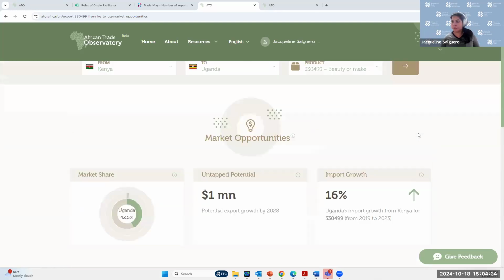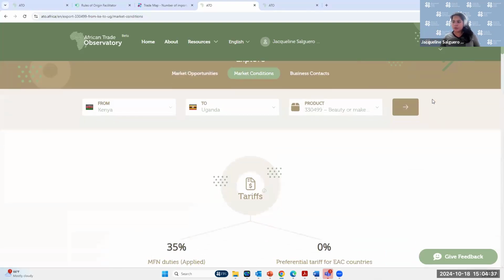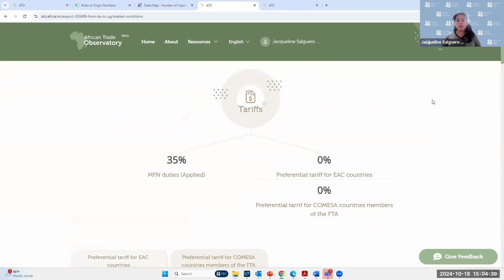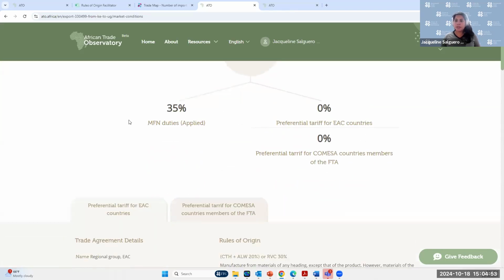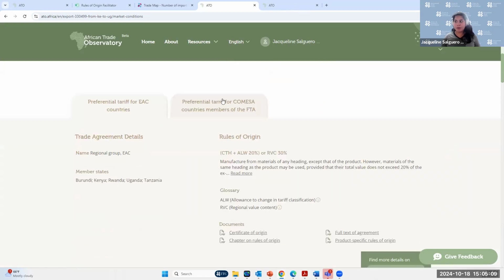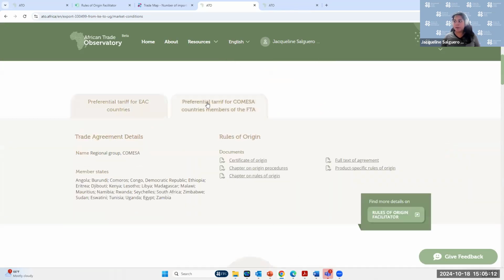In terms of market conditions, if you recall, we're talking about tariffs, taxes, regulations, and private standards. So here we can see the tariff first for this particular product. It's telling me that the standard tariff, the one that applies to all countries, will be 35%. But then I have 2 agreements. These 2 countries are part of 2 agreements, and they have a 0% tariff. I have the information for both agreements: the EAC and the COMESA agreement.